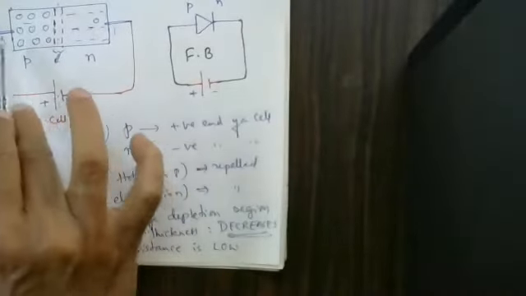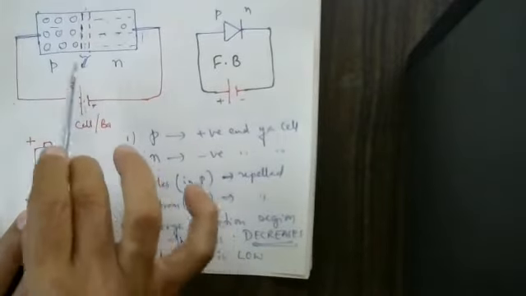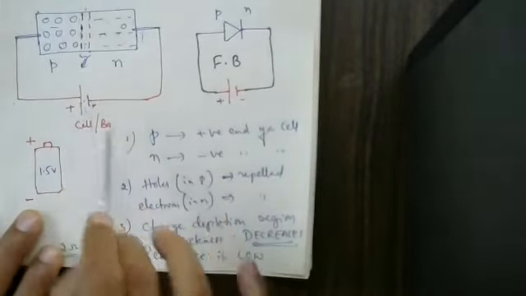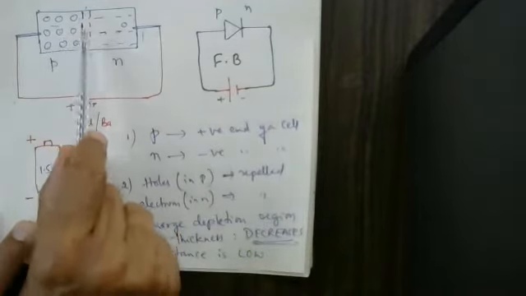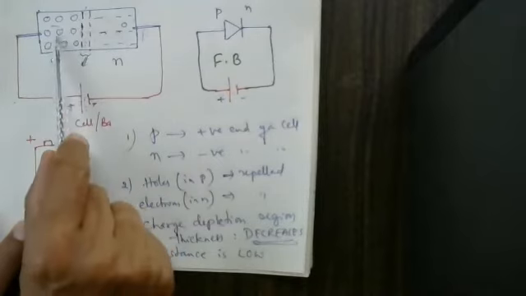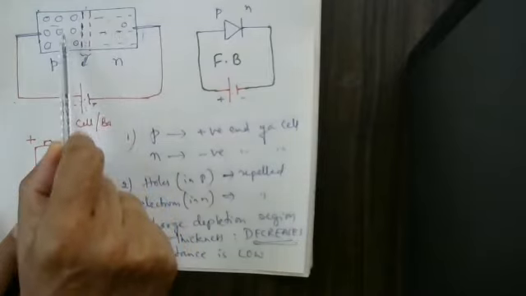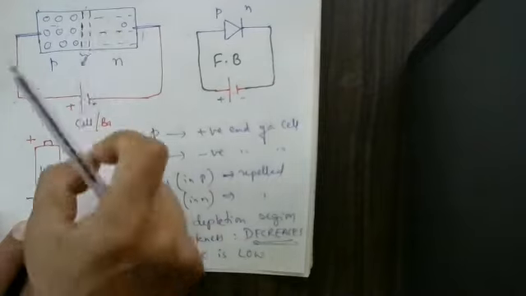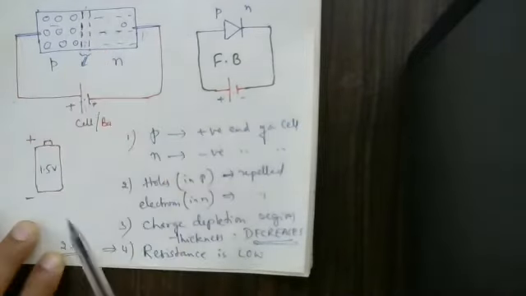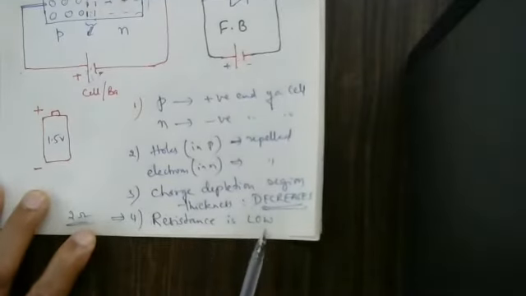So in the case of forward bias, the P variety is connected to the positive, the N variety connected to the negative. That condition, P connected to the positive, N connected to the negative, is called forward bias. Holes are repelled here and move away from this position. Electrons are repelled by this negative potential, moving away from this one. Hence, the charge depletion region thickness is going to be decreased. As the thickness decreases, now I can say resistance is lower.